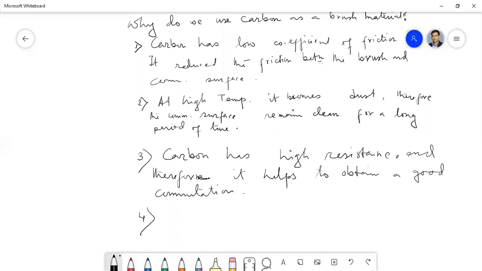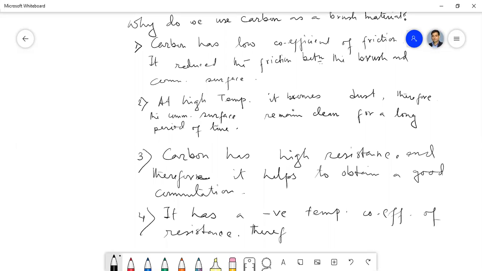Next point, it has negative temperature coefficient of resistance. So therefore the drop almost remains constant.